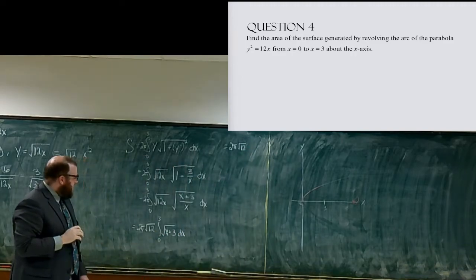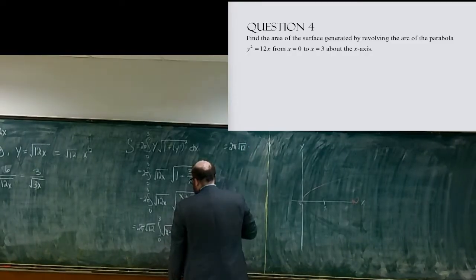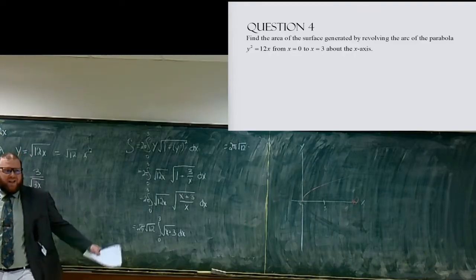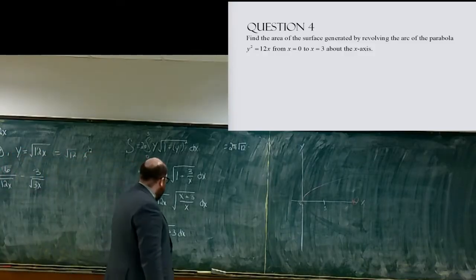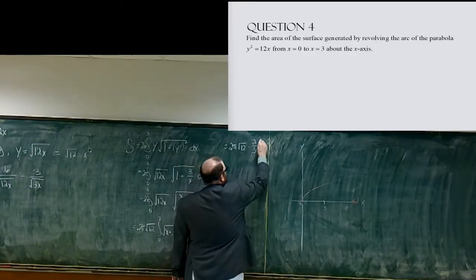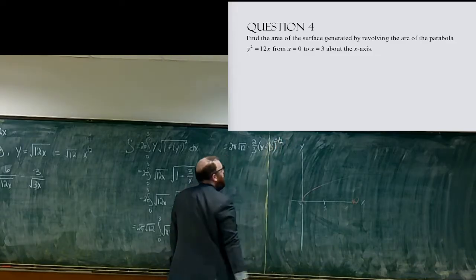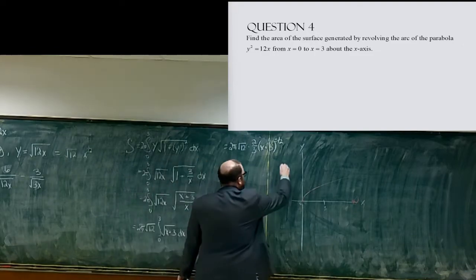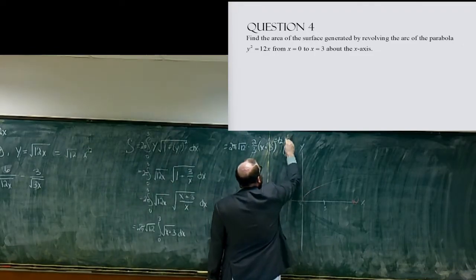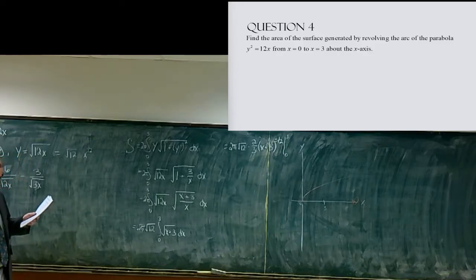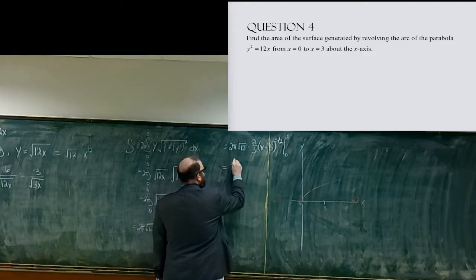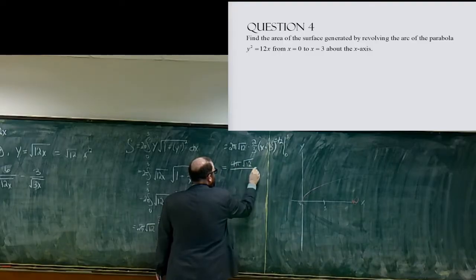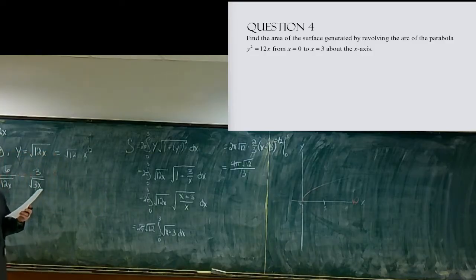So 2 pi square root of 12 times the integral of square root of x plus 3. x plus 3 has a derivative of 1, so we can just treat the entire x plus 3 as a single variable, call it u. u to the 1/2 antiderivative is two-thirds u to the 3/2, evaluated from x equals 0 to 3. We get 4 pi root 12 over 3.